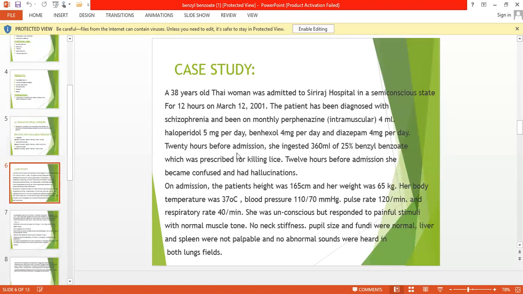20 hours before admission, she ingested 360 ml of 25% benzyl benzoate which was prescribed for killing lice.